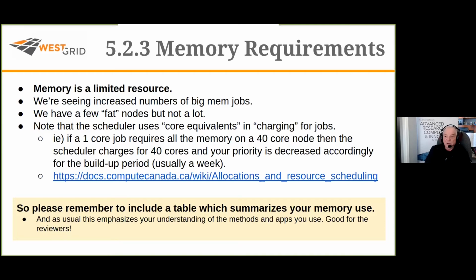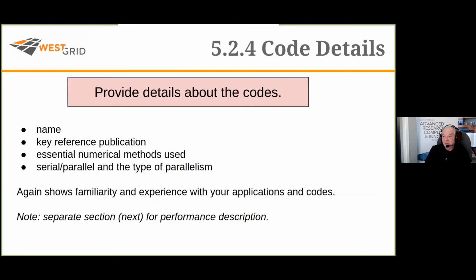And I put the note there that in fact the scheduler works with core equivalents, which factor in the memory use. So a 1 core job that uses all the memory on a 40 core node, you get charged for using 40 cores because those other cores are not available to anybody else. Anyhow, so include a table which, if you're out of the ordinary, talks about memory use.